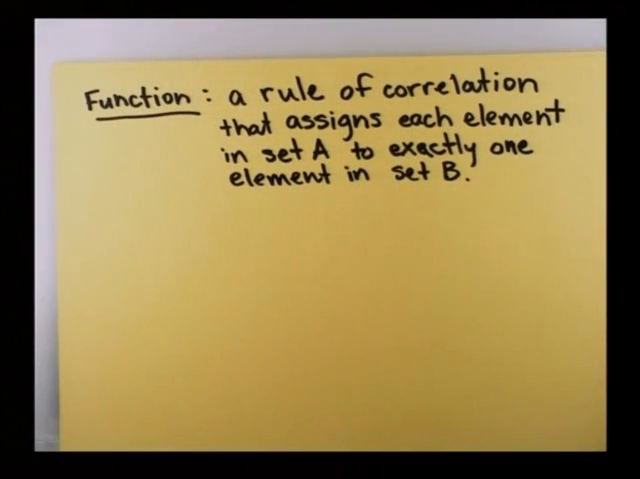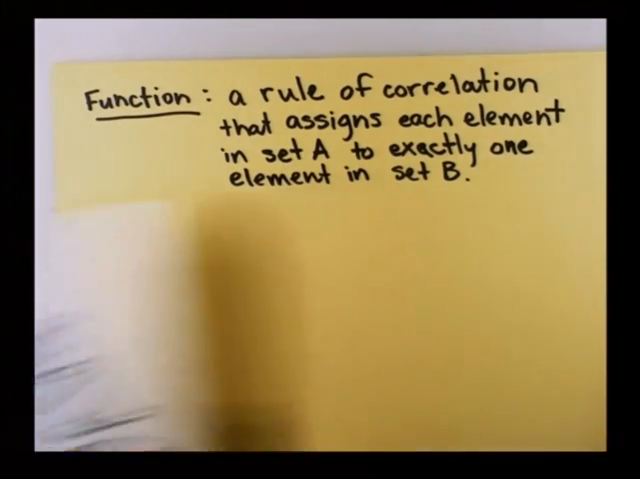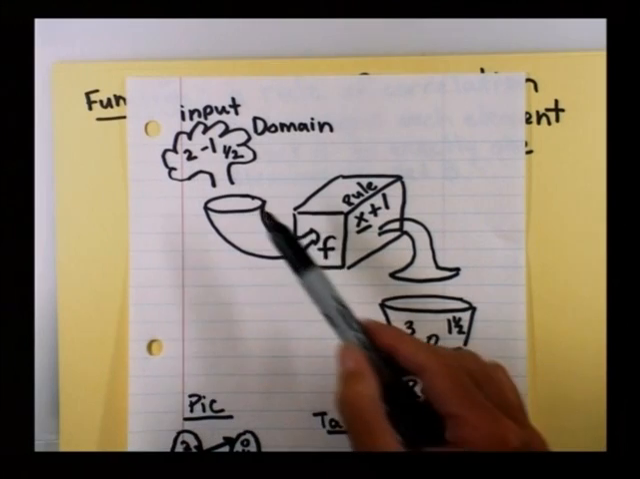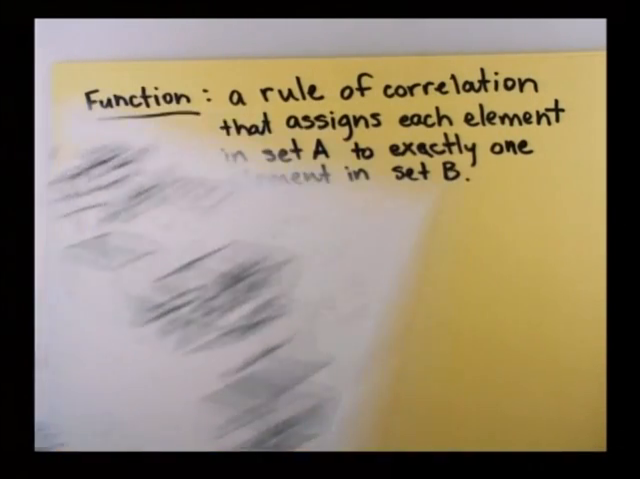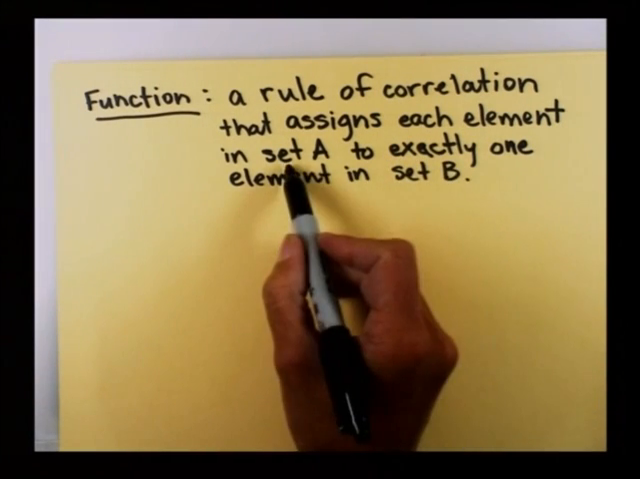in set B. Now we've kind of talked about most of the stuff in this formal definition, that it's a rule of correlation. A rule of correlation. Here's our rule. Here's how they got paired up. What we haven't spent a lot of time talking about is this "exactly one."